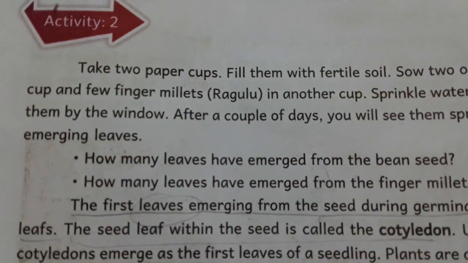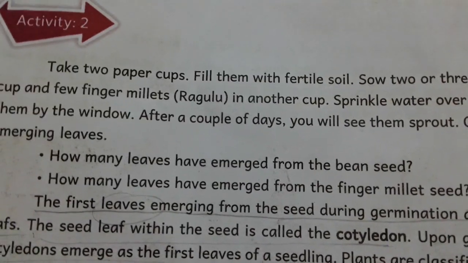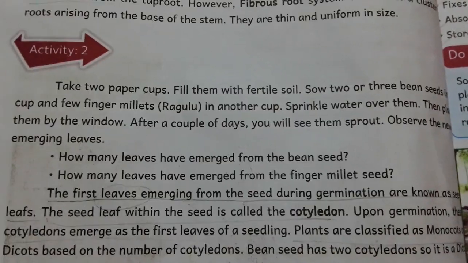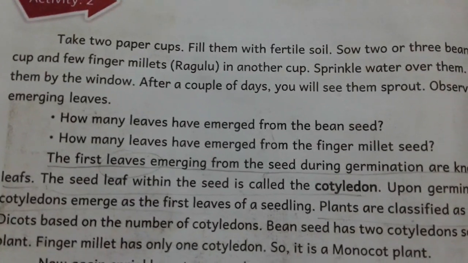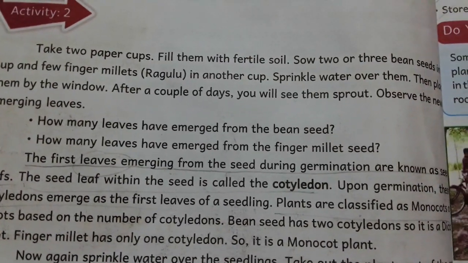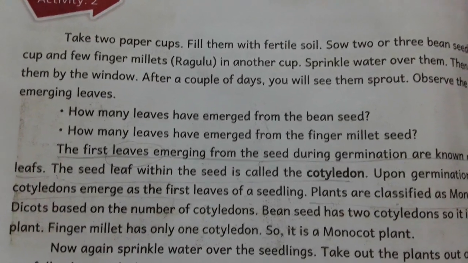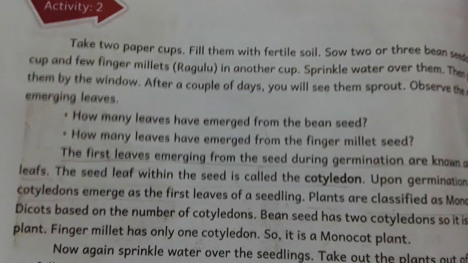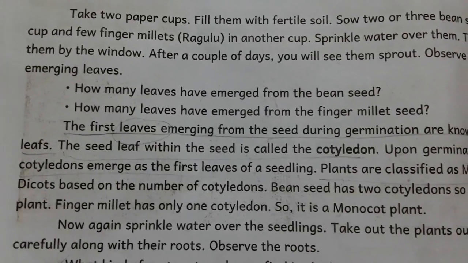And coming to activity 2. See here, take 2 paper cups and fill them with fertile soil. Sow 2 or 3 bean seeds in one cup and a few finger millets or ragulu in another cup. Sprinkle water over them, then place them by the window. After a couple of days, you will see them sprout. Observe the emerging leaves. How many leaves have emerged from the bean seeds?